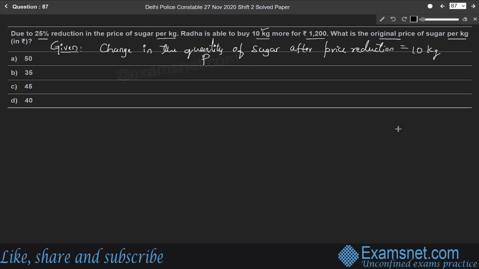So the percentage reduction in price is 25%, the reduction in the price of sugar. So the total price of sugar: Radha paid 1200 rupees totally. Now the calculation part.